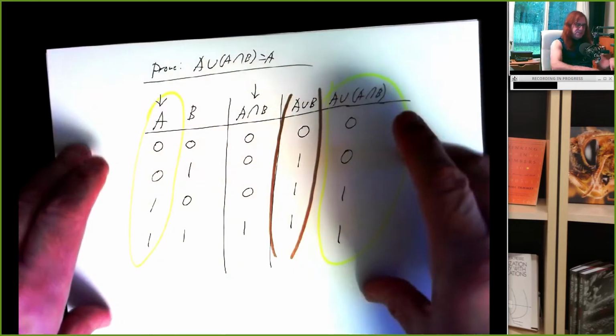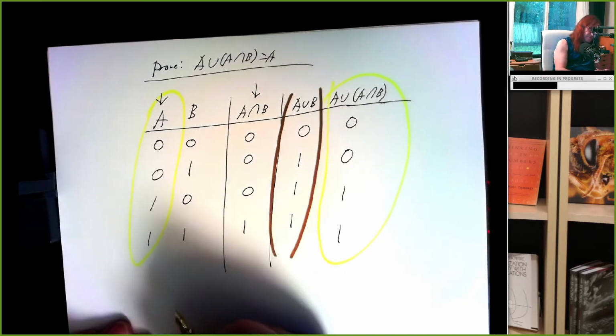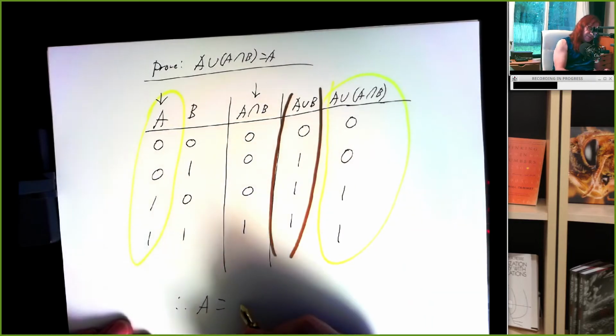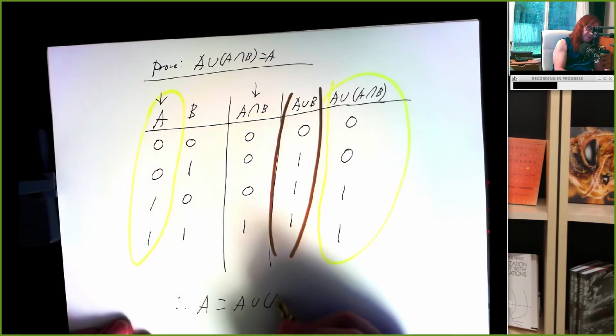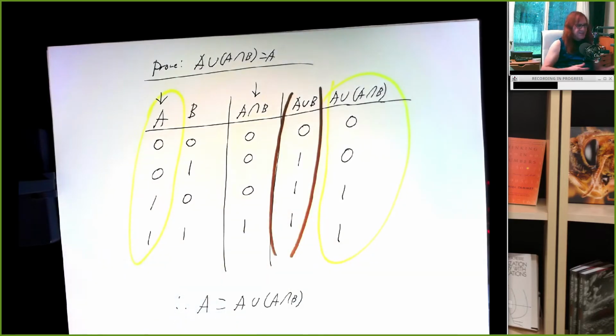So this membership table proves that A is equal to A union A intersect B. And yeah, this is just a good old truth table, right? This is how we proved Boolean identities in 250. We wrote out the truth table, we showed that the two columns were equal in all cases, and then we said, okay, these two expressions are the same. So exactly the same thing works here.